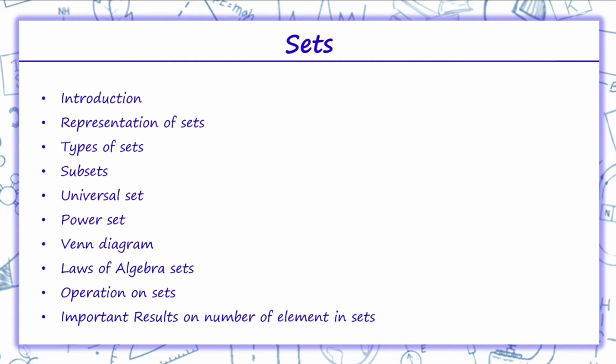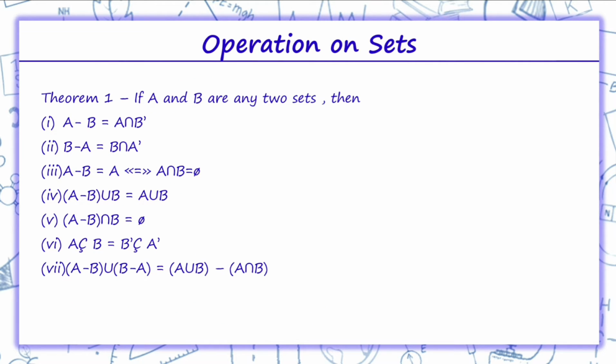See, in part 1 we already studied introduction, representation and types of set. Subset, universal set and power set were discussed in part 2. Venn diagram in part 3, and laws of algebra of sets were discussed in part 4. Now in this part, that is part 5, we are going to study operations on sets.